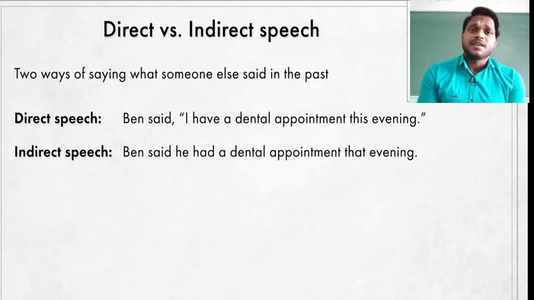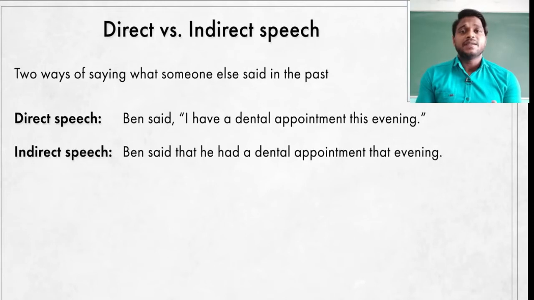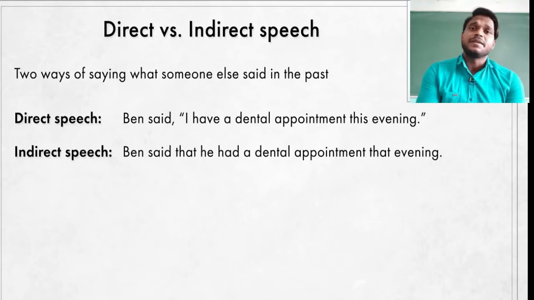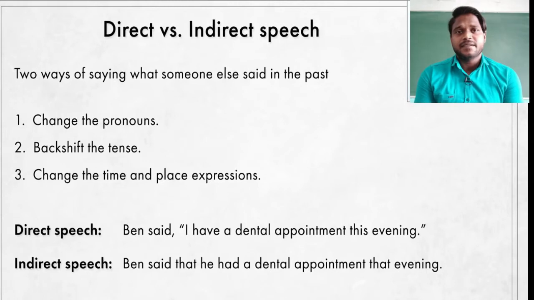So there are 3 steps. How many steps? 3 steps. Change the pronouns, then backshift the tenses, and also change the time and place expressions. So "he" can be referred to as Ben. This is the first step. Next, the verb "has" changes to "have" or "had".